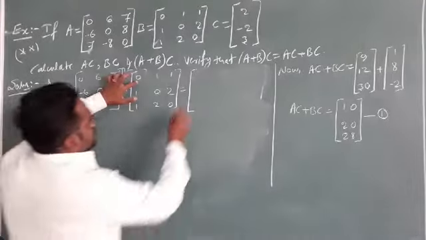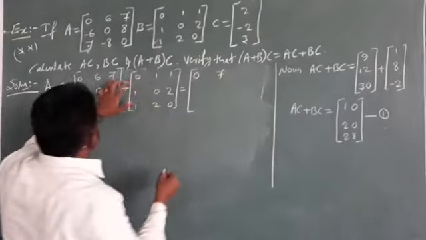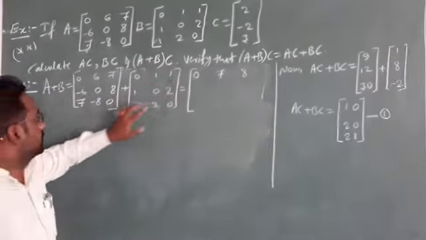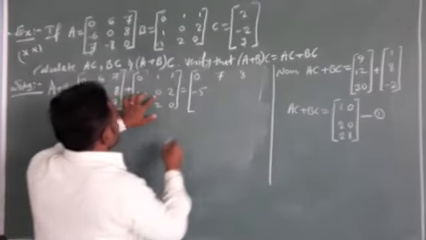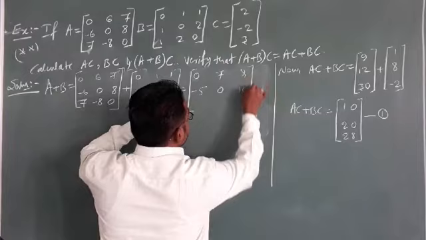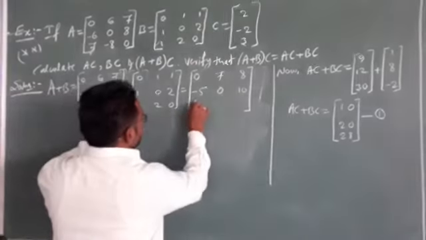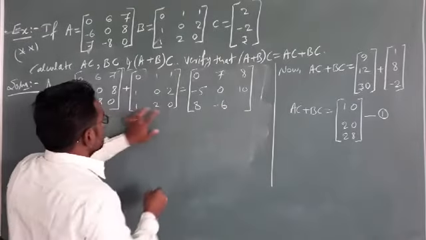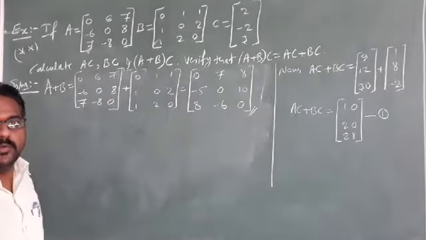0 plus 0, that is again 0. 6 plus 1, 7. 7 plus 1, that is 8. First row elements are over. Next, minus 6 plus 1, that is minus 5. 0 plus 0, that is 0. 8 plus 2, that is 10. Second row elements are over. 7 plus 1, that is 8. Minus 8 plus 2, minus 6. 0 plus 0, that is 0. A plus B is obtained now.